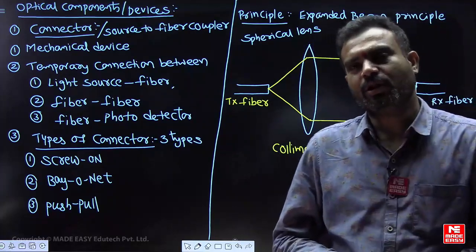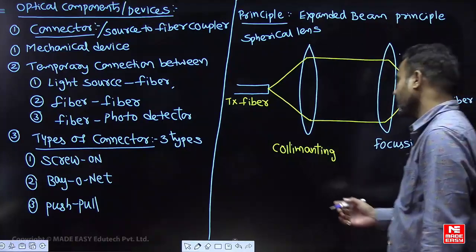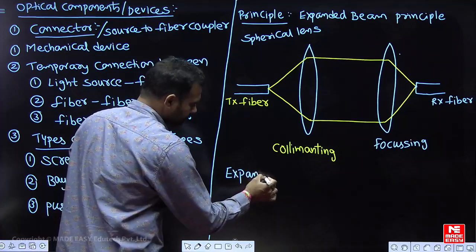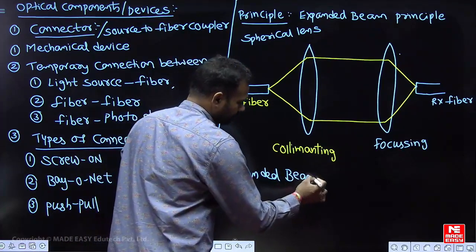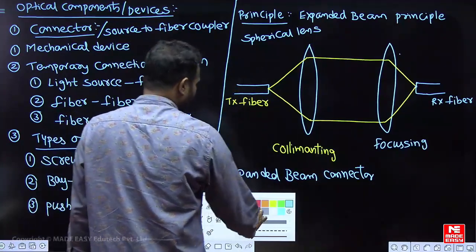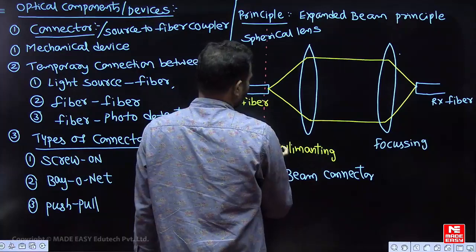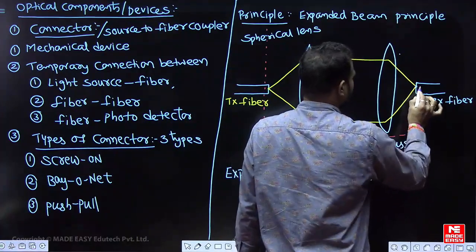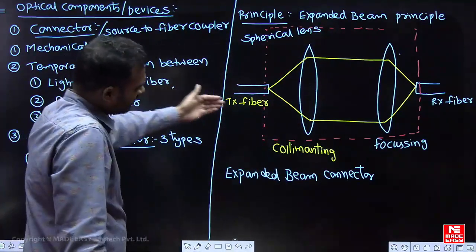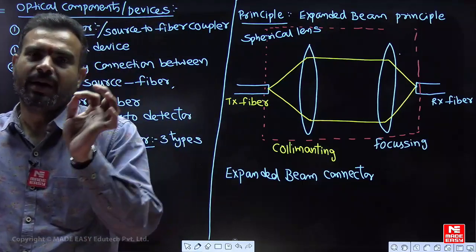The second point, a little bit of extension is also there: any connector which is using the expanded beam principle is called an expanded beam connector. So most of the time all the connectors are going to be using this principle only. That is why they are called expanded beam connectors. Your screw-on connector, if it is using the expanded beam principle, is also called an expanded beam connector. So that is why the connector used in an optical communication system is an expanded beam connector.